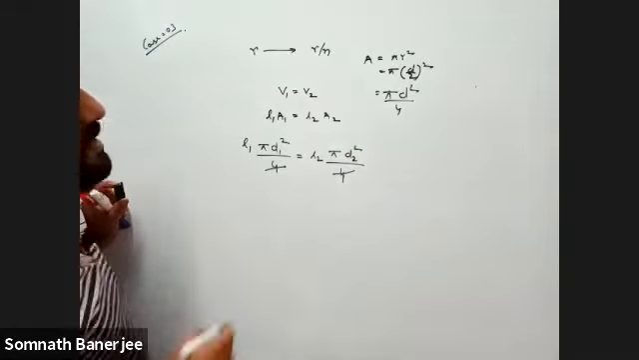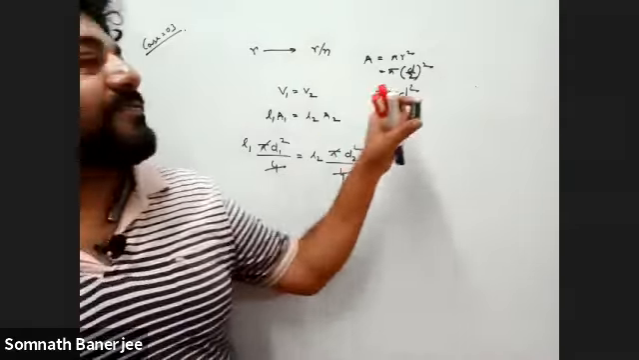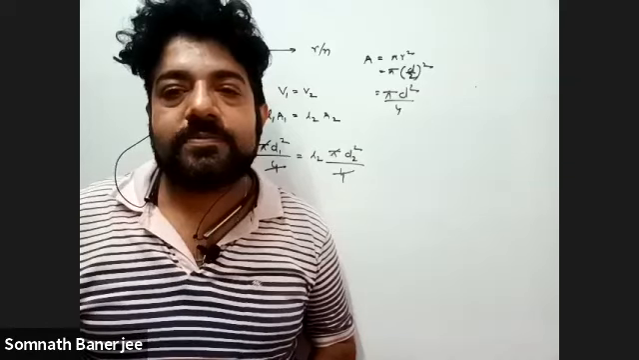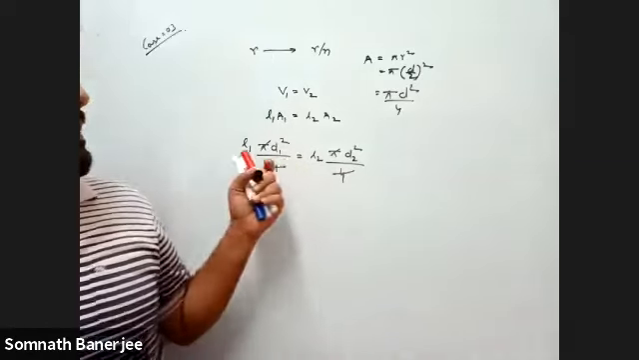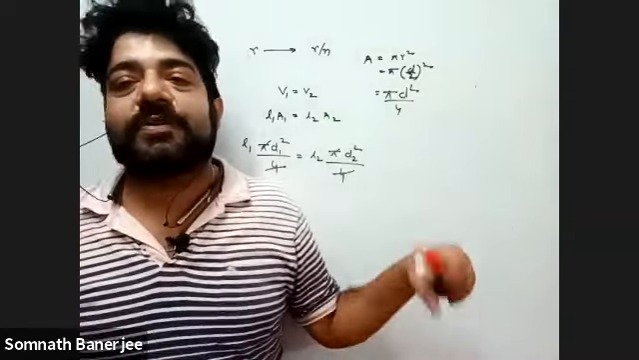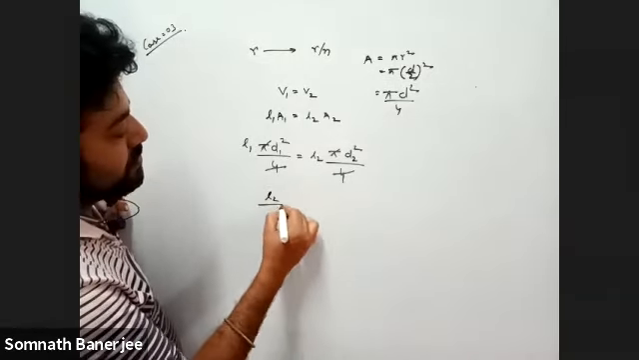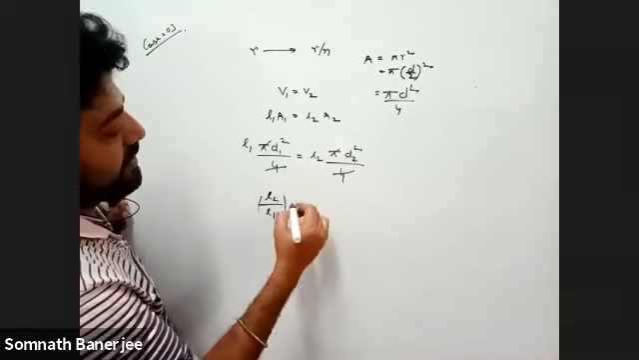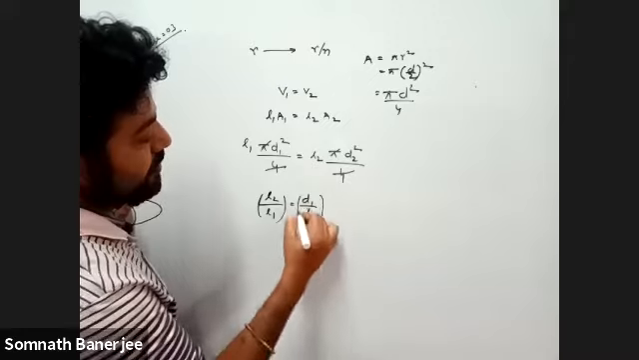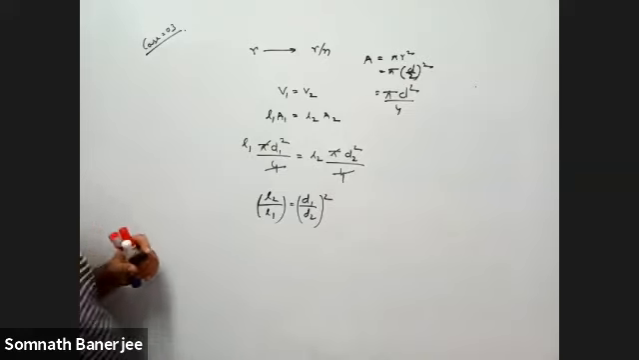So this 4 cancels, this pi cancels. So basically what happened, instead of diameter, if you write radius also, the same thing happens. Instead of radius, if you write diameter, it will remain the same. So let's see what happened. L2 by L1, we can write (diameter 1 by diameter 2) whole square. Hope you understand. We move it to that side. So we have this one now.